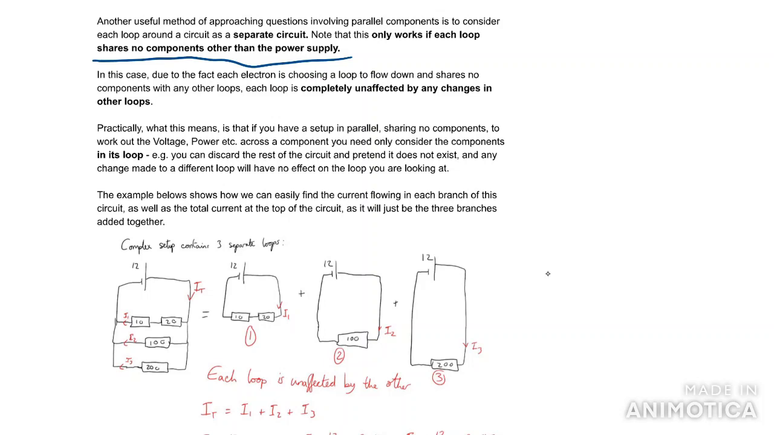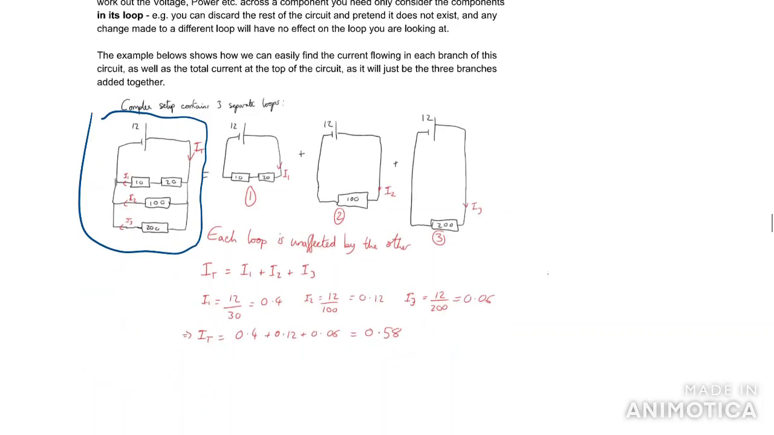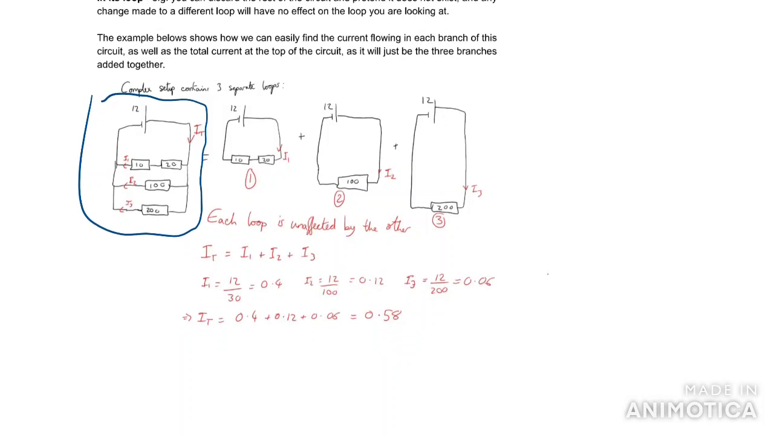So in this case, for example, in this setup below, you can see that we can draw 3 loops and none of which share any components other than the power supply. In this situation, each loop is completely unaffected by changes in other loops. So basically, you can just say the whole circuit is just all 3 of those loops added together. So if you wanted to work out the total current in the circuit, you can just work out the current in each of the loops and add them all together, like that. So that's just one thing worth knowing.